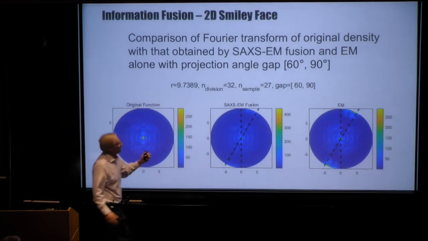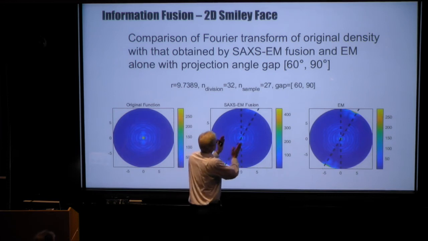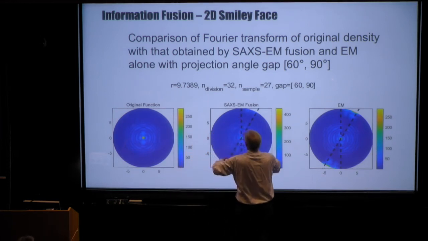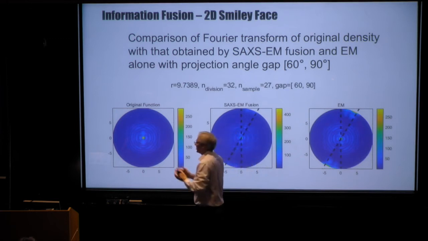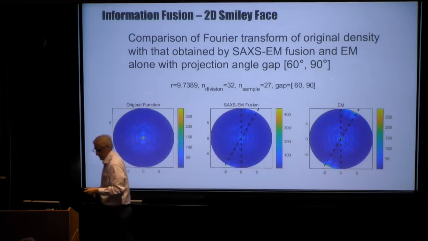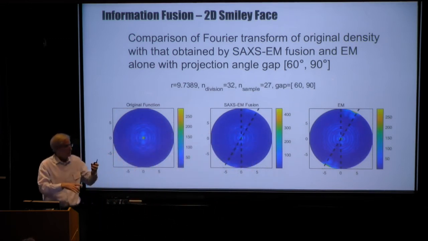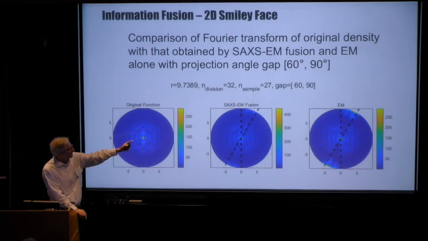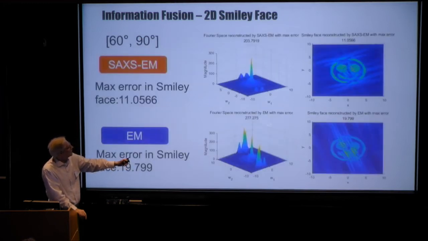We have this, and whenever I say there's a wedge, it's, of course, a two-sided wedge. If you're missing this, you're also missing the other side. And likewise in 3D, when we're going to have cones of missing projection directions, it's going to be a two-sided cone. So this is in Fourier space.